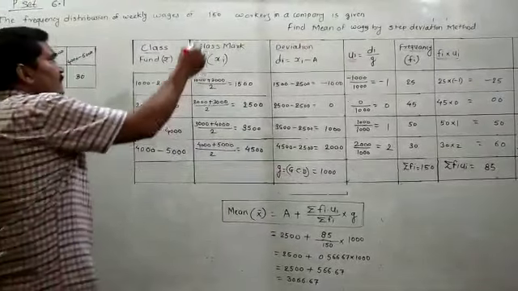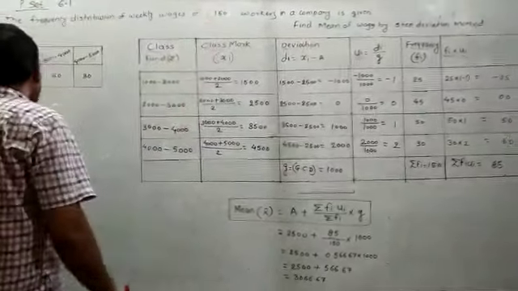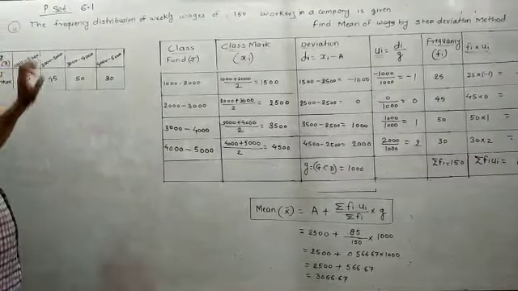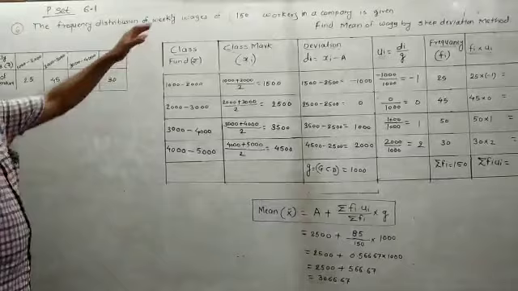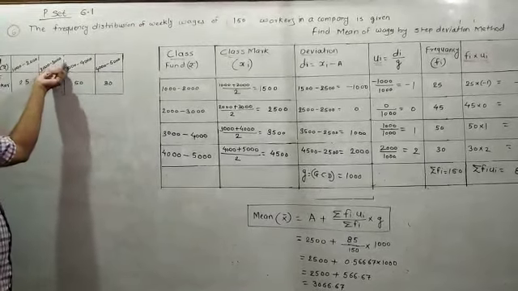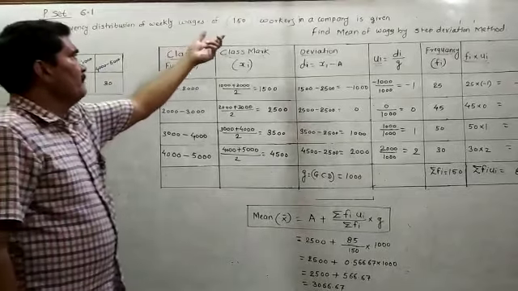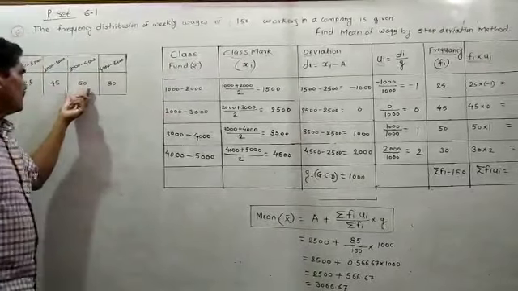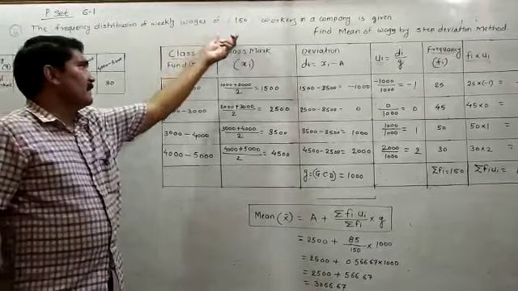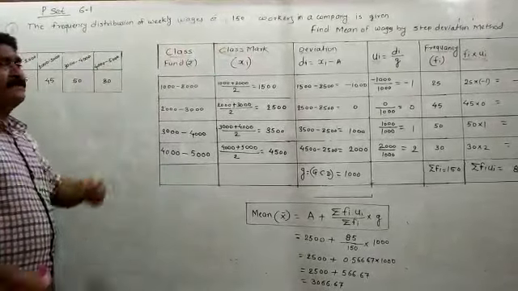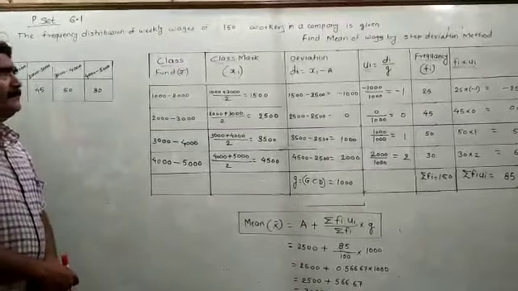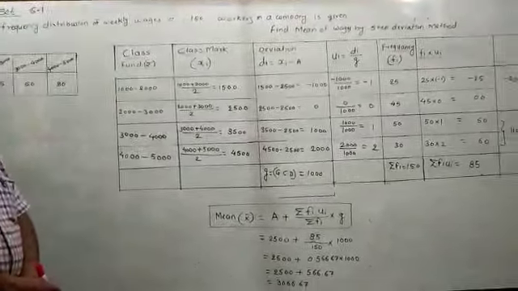Out of these 150 workers, 25 workers are getting wages between 1000 and 2000. 45 workers are getting wages between 2000 and 3000. 50 workers are getting wages between 3000 and 4000. 30 workers are getting wages between 4000 and 5000 rupees. You have to find out the mean wages of the workers by the step deviation method.